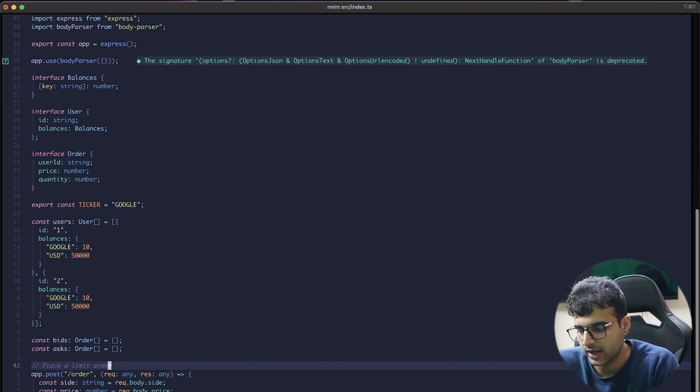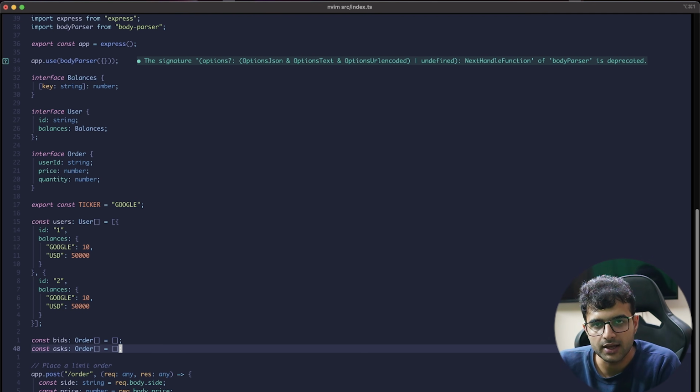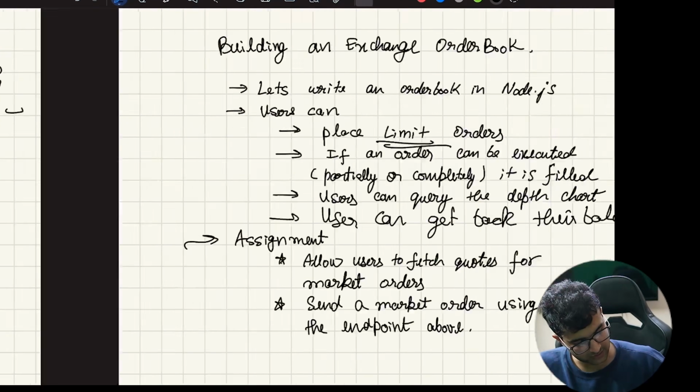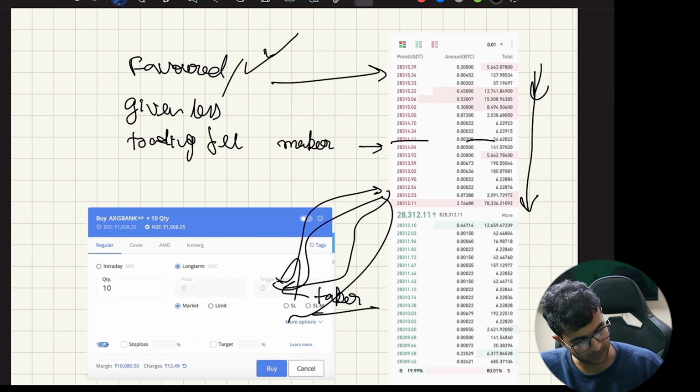For now, we have two arrays, bids and asks, and these just contain a list of open orders, which means orders that have not been matched. This could contain two orders at the same price. So this is not what an order book looks like. It's not an array of price and quantity. This is a cumulative representation.